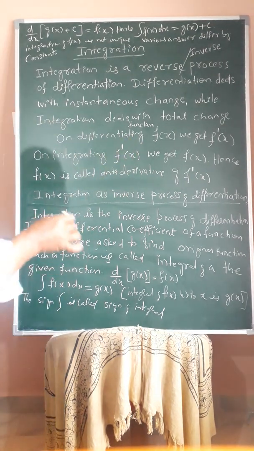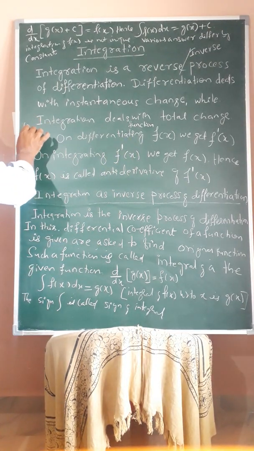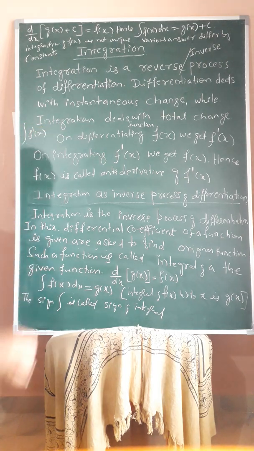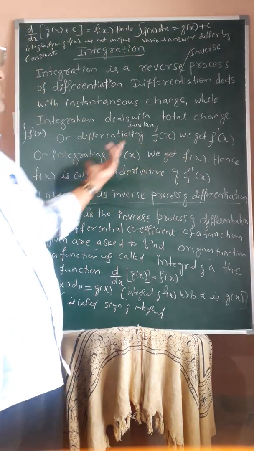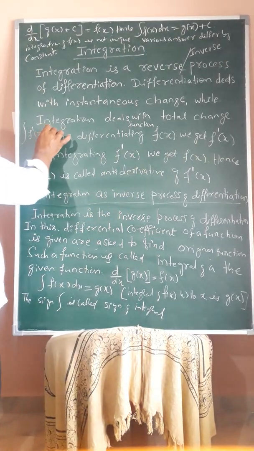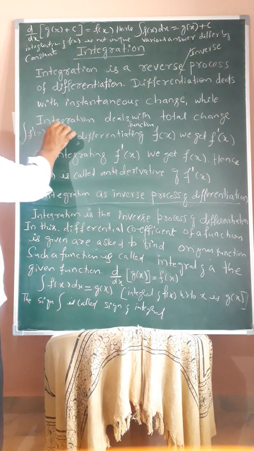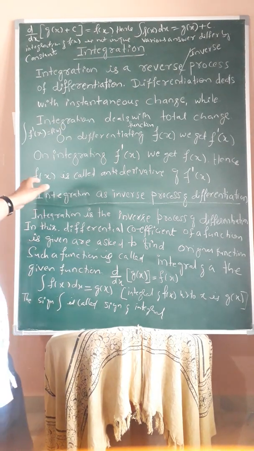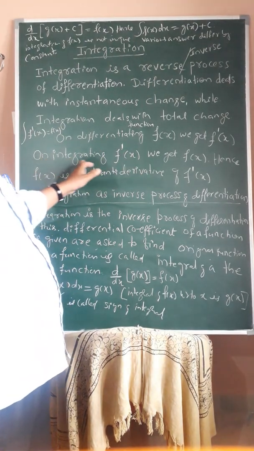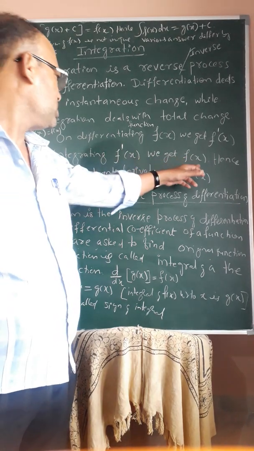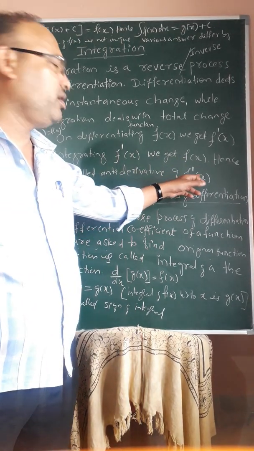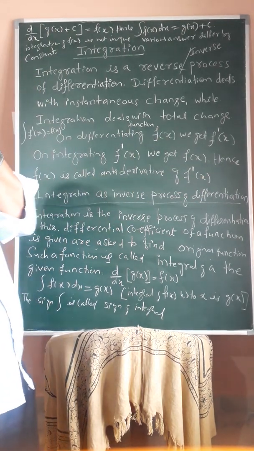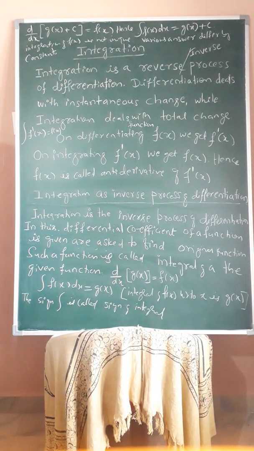you should use the symbol like this. Integration of f dash of x gives us the same function, f of x. On integration of f dash of x, we get f of x. Hence, f of x is called the antiderivative of f dash of x.